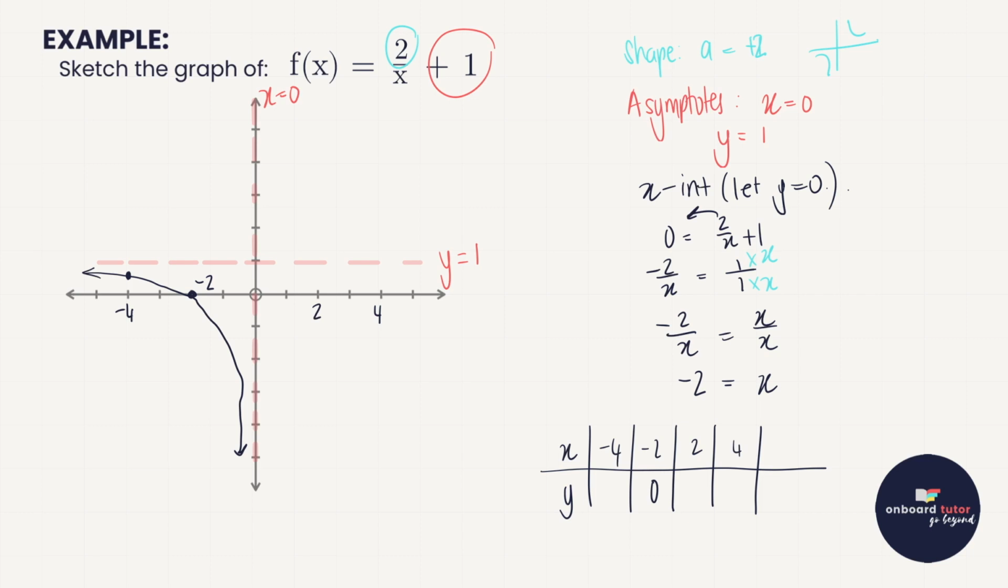And then on the other side, let's substitute in a 2, so it becomes 2 over 2, which is 1. 1 plus 1 is 2, so that's a nice round number there. And then 4, if we substitute in 2 over 4, that's going to give us a half. And then we want to plus 1 to that, so that's going to be 1 and a half. So that's going to be somewhere there between 1 and 2. Okay, and that also is then enough information to plot that curve there.